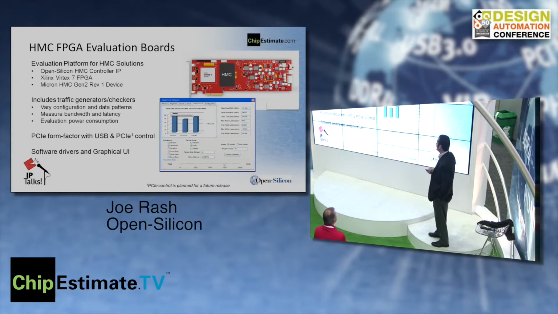The FPGA board will come with not only our IP in it, but it also comes with some generators and monitors, as well as some software and a graphical user interface that allows you to change the way the transaction works so you can evaluate the power and so forth. It comes in a PCI Express form factor with USB control, and we'll add the PCI Express control. Primarily, this is focusing on evaluating the technology. This is in development now, and will be released later this summer.